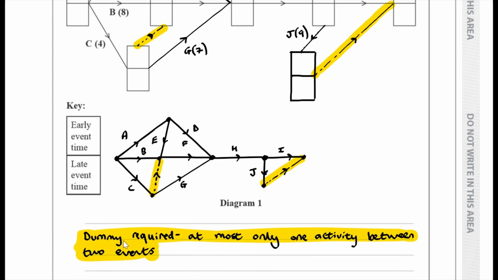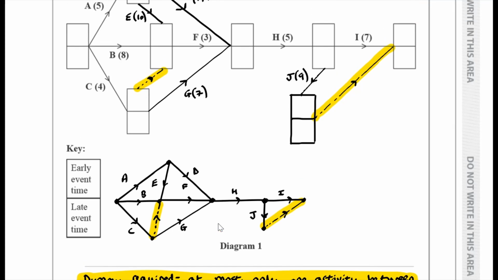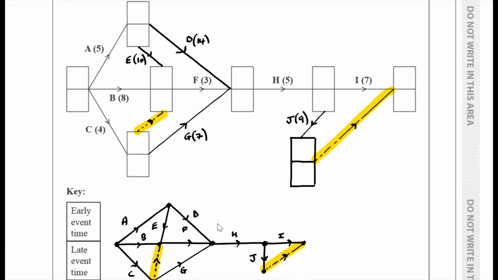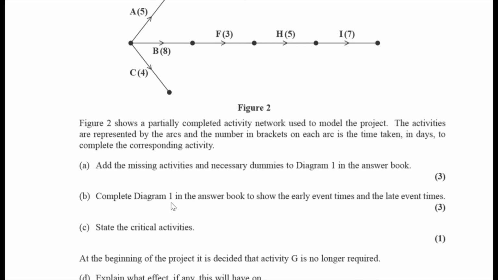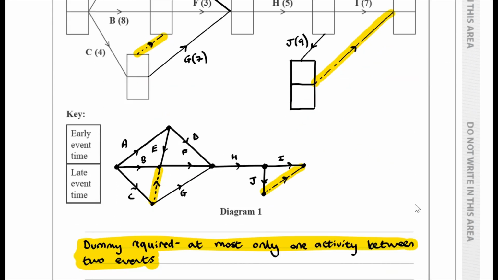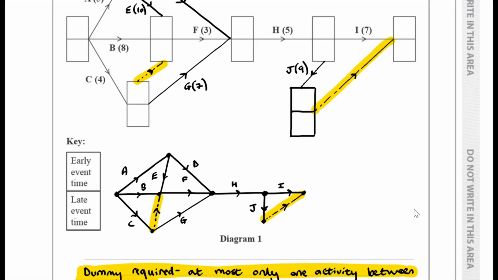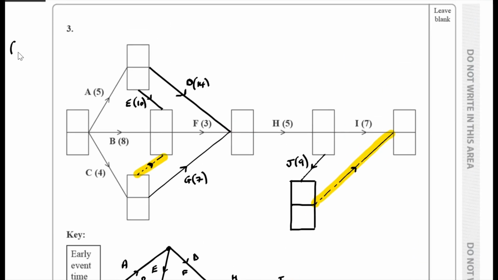And just as a reminder, we require dummies here and here, because at most only one activity between two events is necessary. Okay, so that is pretty much the end of that. Now for part B, we have to complete diagram 1 in the answer book to show the early event times and the late event times. So what we're doing over here is both part A and part B.